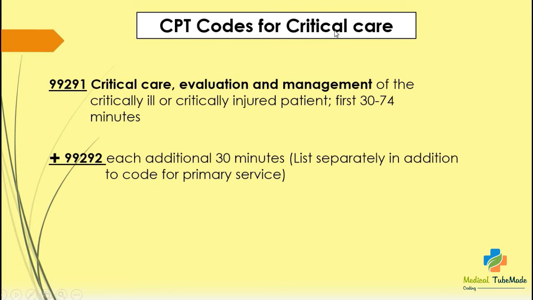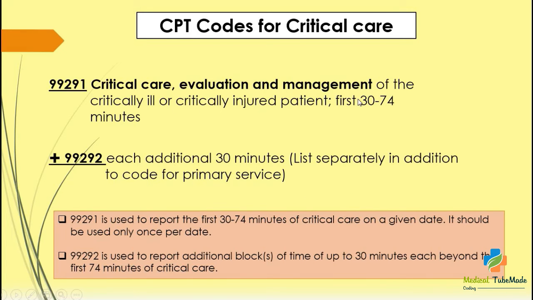Here are the CPT codes for critical care. 99291 is critical care evaluation and management of the critically ill or critically injured patient, first 30 to 74 minutes. And this is the add-on code: you can see the plus sign, 99292, each additional 30 minutes, listed separately in addition to the code for the primary service. So we should not assign 99292 alone. Always 99292 goes with 99291, because 99291 is the parent code and 99292 is the add-on code, and both codes are based on time only.